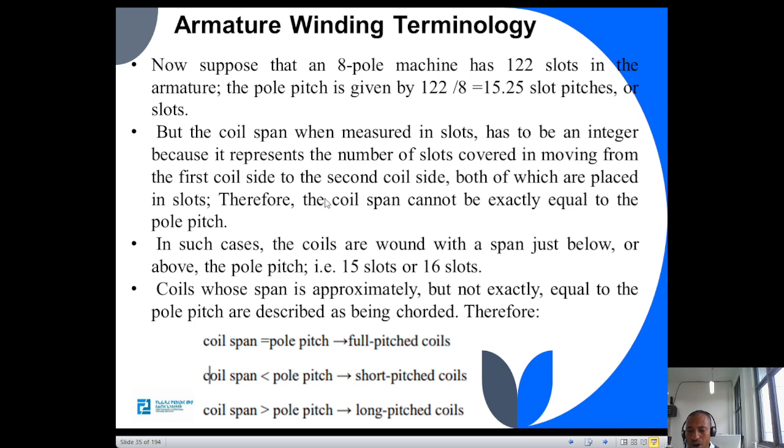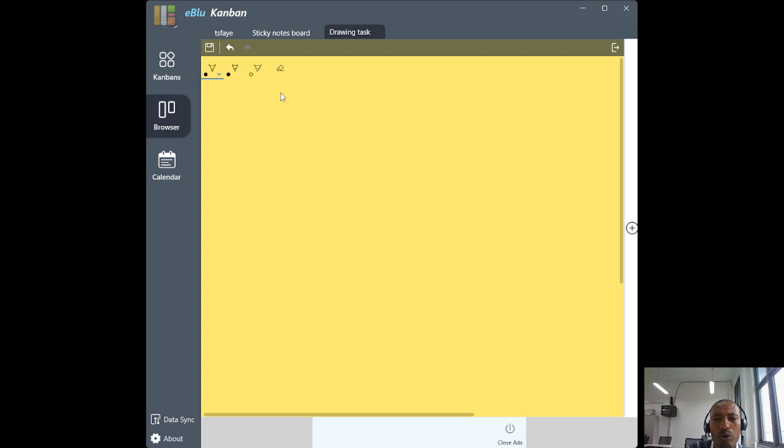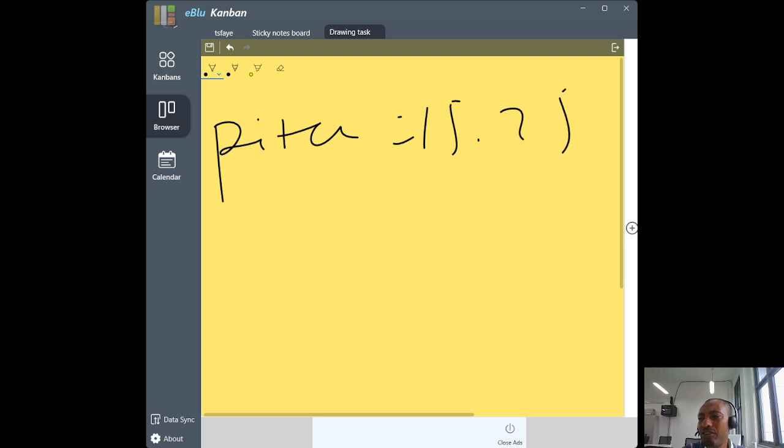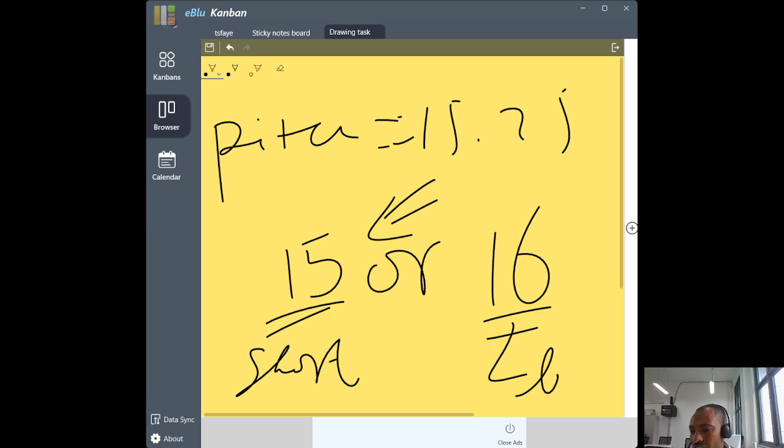It means our pole pitch is coming 50.25. See the pole pitch. Now the pitch is coming 50.25. So either we have to make it 50 or we have to make it 60. If we take 50, the smaller round, we call this a short pitch. If we take 60, we call it a long pitch.